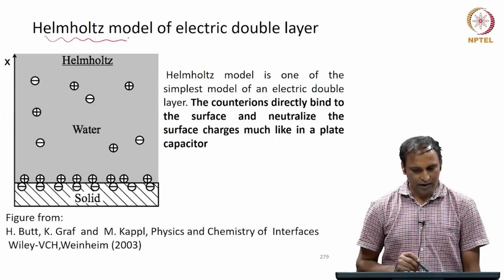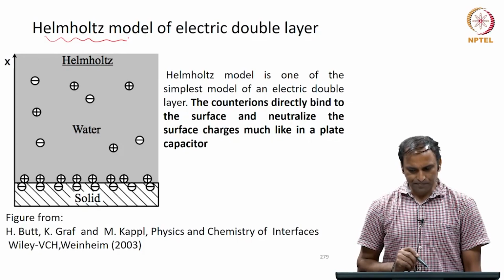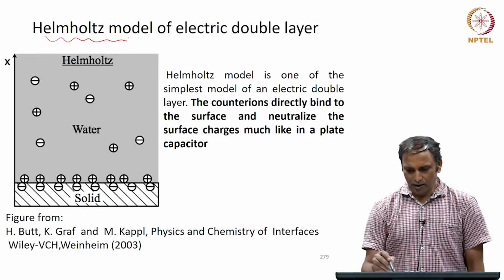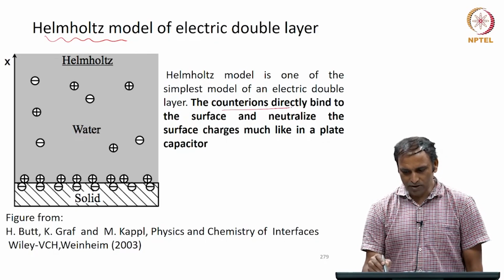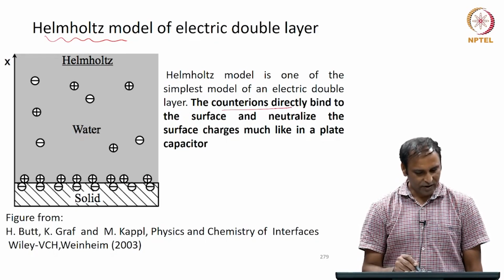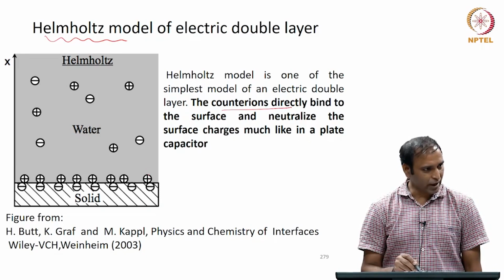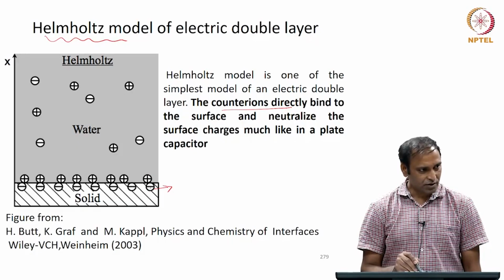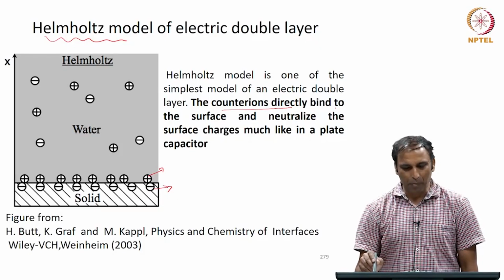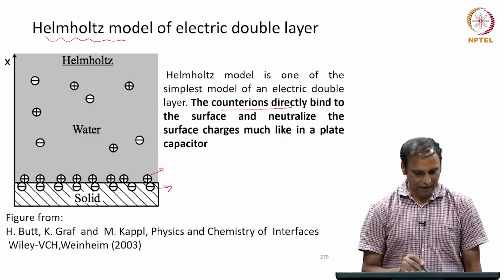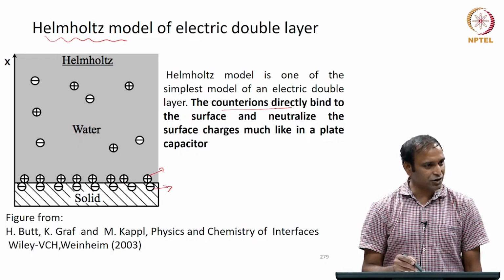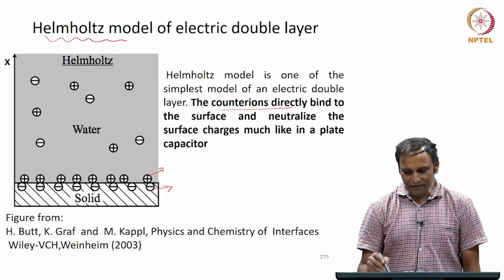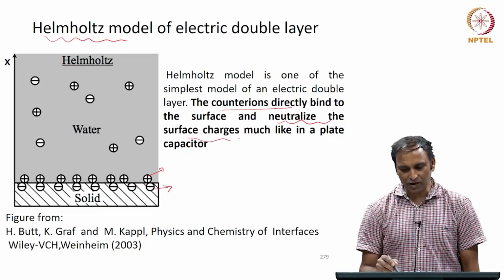The first model that we looked at was the Helmholtz model for the electrical double layer, in which it is assumed that the counter ions, which are the ions that have charges opposite in polarity to the charges on the particle surface, directly bind to the surface. In this case, the particle surface is negatively charged, and these are the counter ions which are positively charged. They are attached to the charged surface, and they try and neutralize the surface charges.